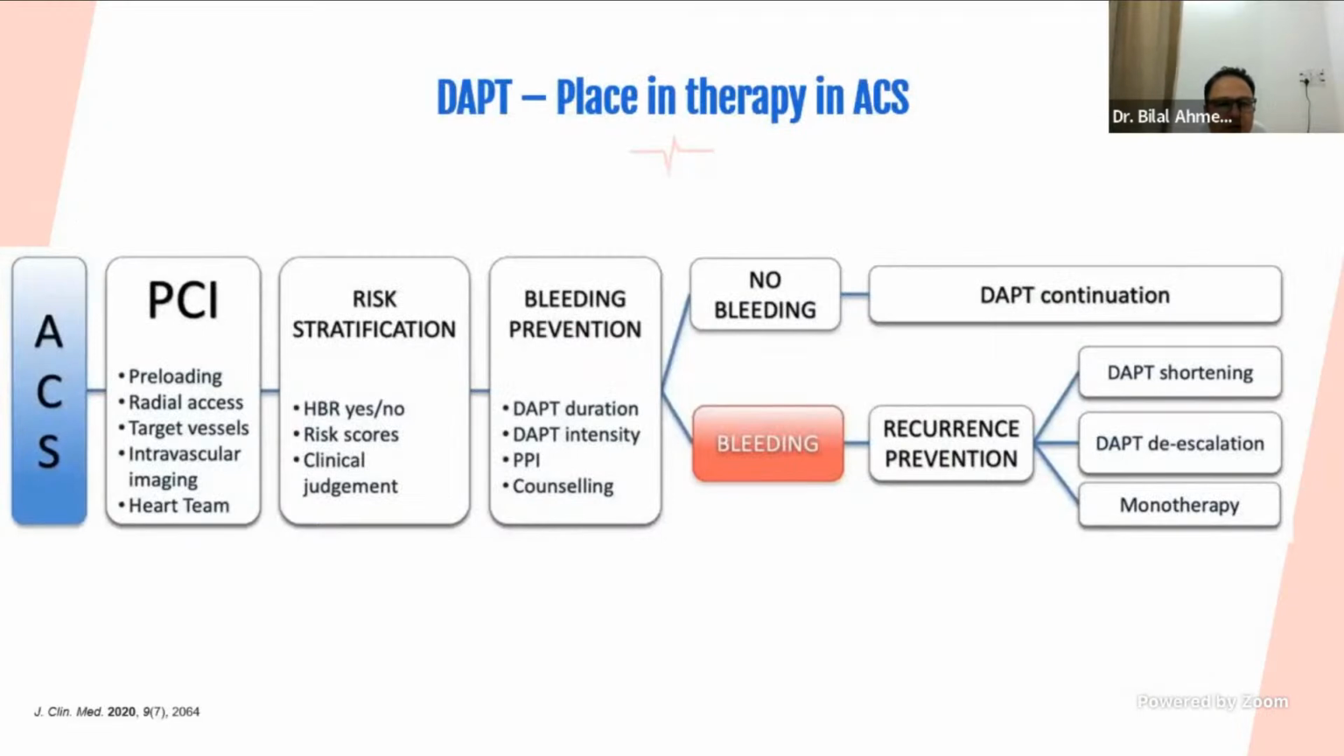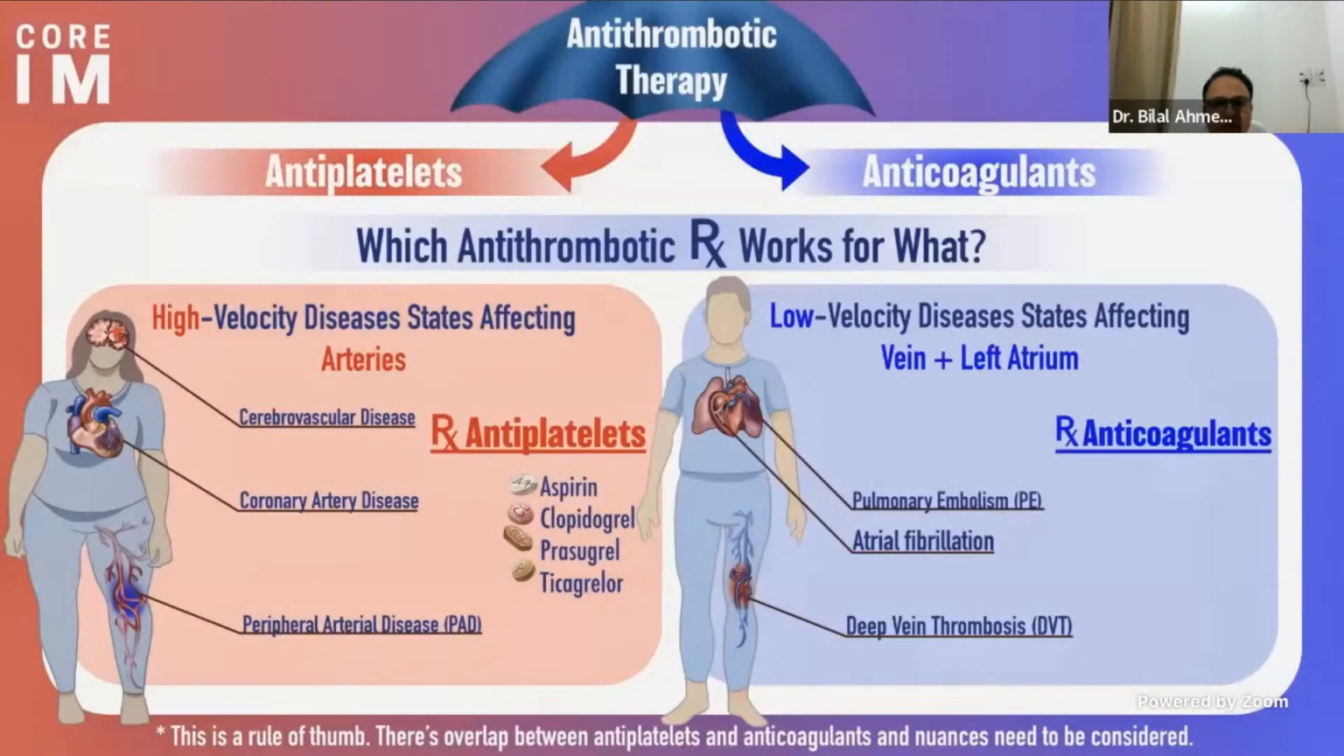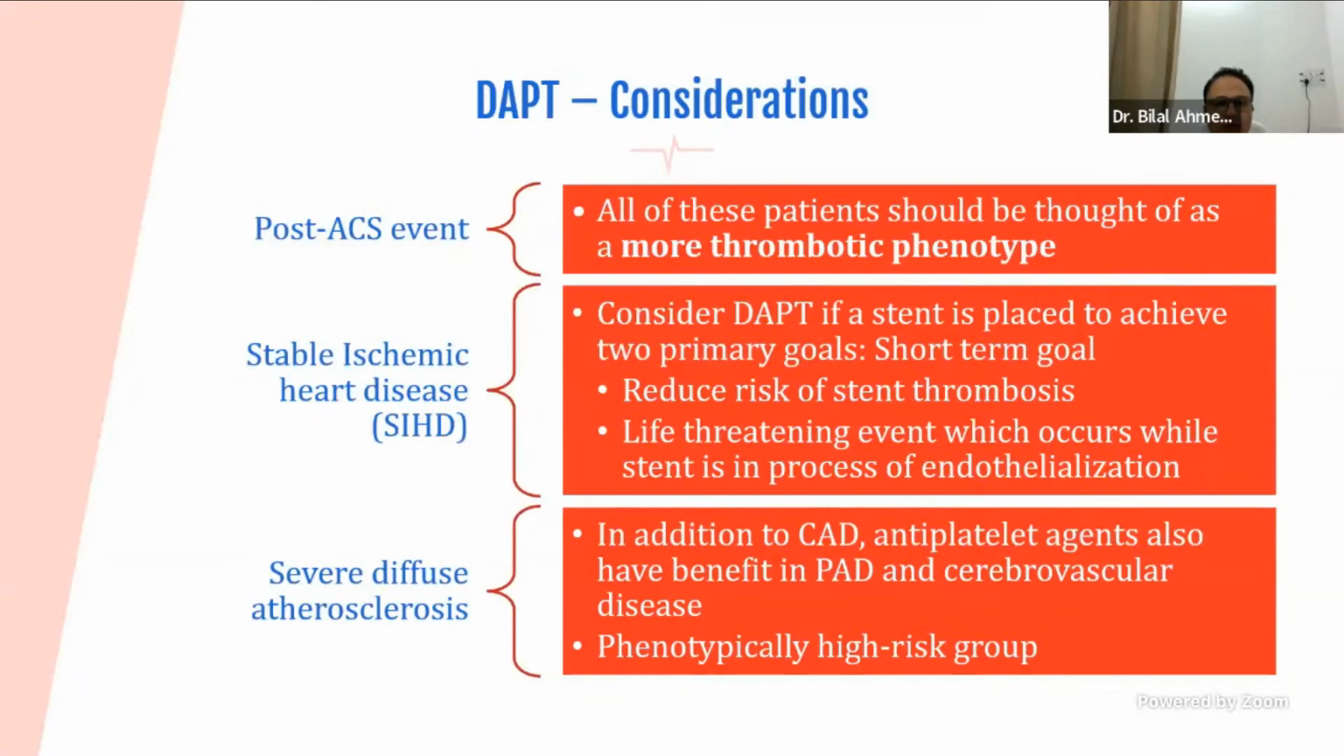For ACS and PCI, after preloading, we do risk stratification and then bleeding risk scores. If there is no bleeding risk, we can continue DAPT for 1 year or more. If bleeding risk is there, DAPT can be shortened to 1 month, or given for 6 months. If the patient on DAPT has post-PCI thrombotic events, DAPT escalation and de-escalation is done according to the situation.